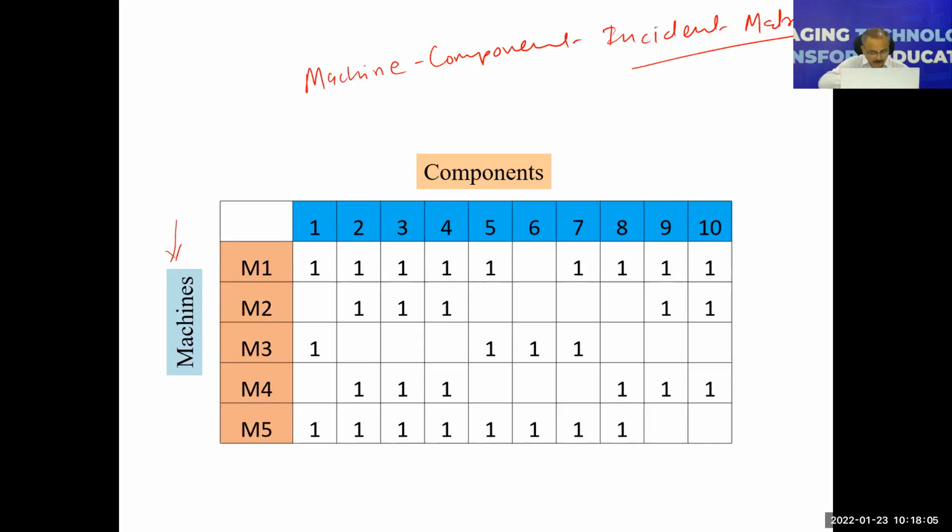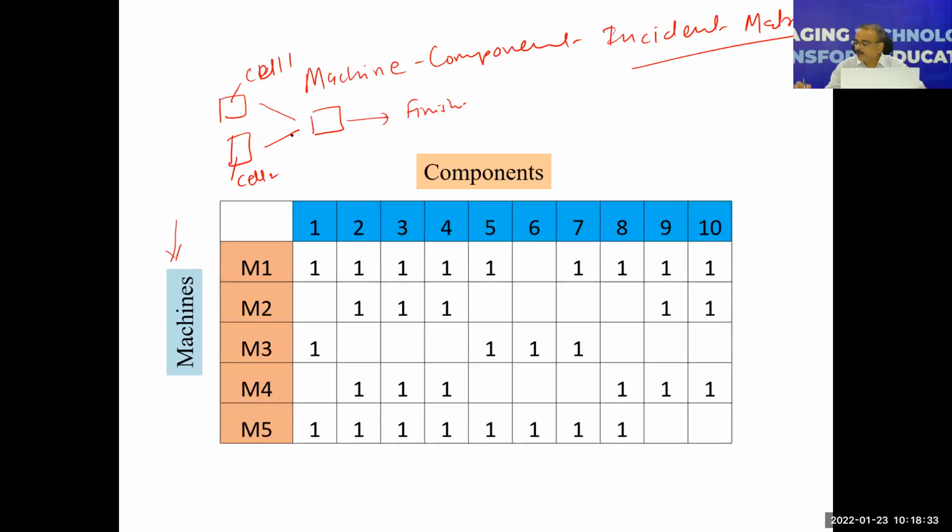So maybe you have a layout wherein you initially have cells, so this is cell 1, this is cell 2, and the product may come from these two cells, and some processing will be done wherein we cannot form any kind of similarity between the processes. In that case, the product may move out as finished goods.